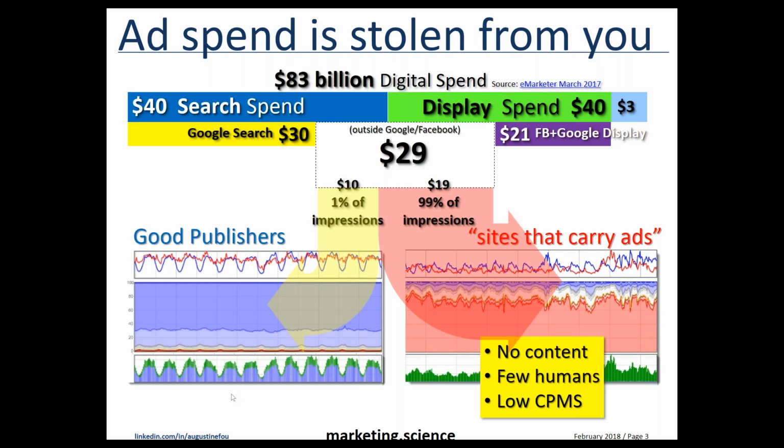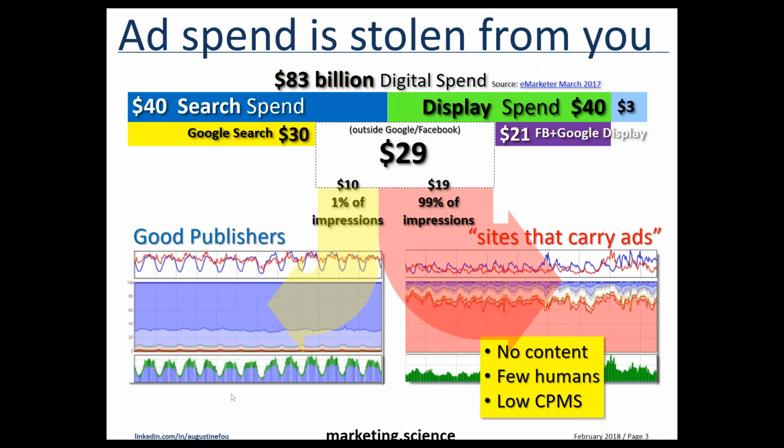You'll see that I have that divided out. On the left-hand side, we have the good publishers, and I'll explain that chart a little later in the deck, but you'll see a lot of blue, and blue is a good thing. Blue means humans. On the right-hand side, you'll see a lot of red. I don't even call those publishers. I call those sites that carry ads, because very often these could be fake sites, outright fraudulent sites that don't even make an effort in creating content to attract human audiences.